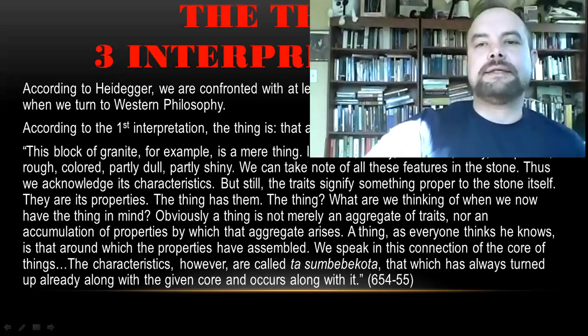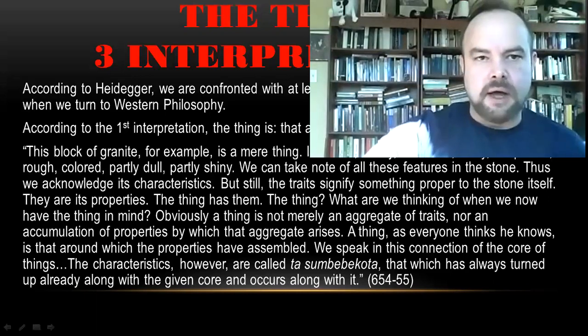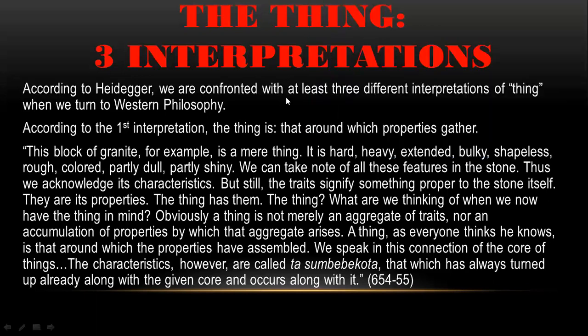Okay, so let's start off here. We're going to talk about the three interpretations of the thing according to Heidegger. And again, he's drawing from the Western tradition of philosophy. According to the first interpretation, the thing is just that around which properties gather.